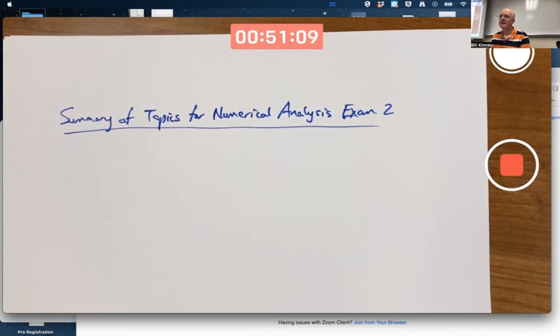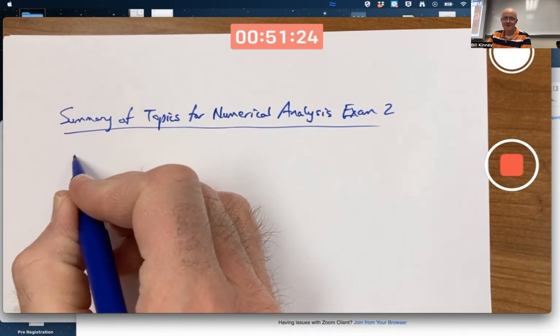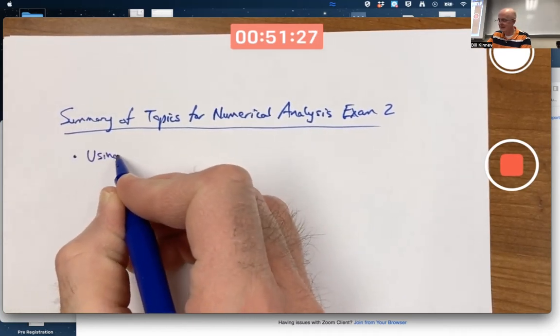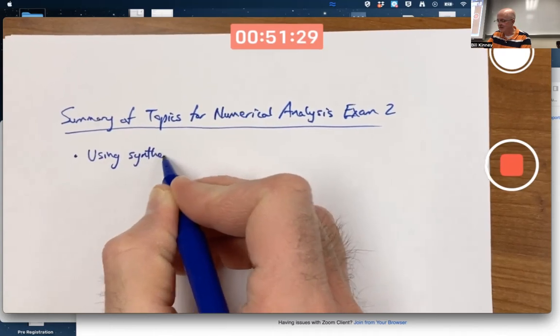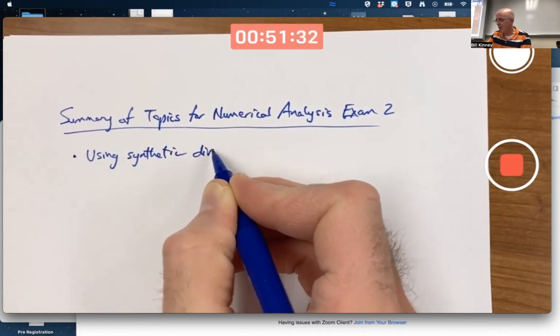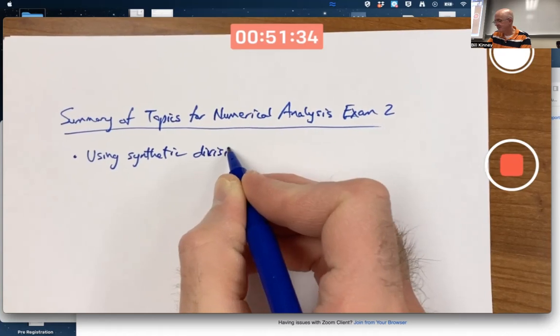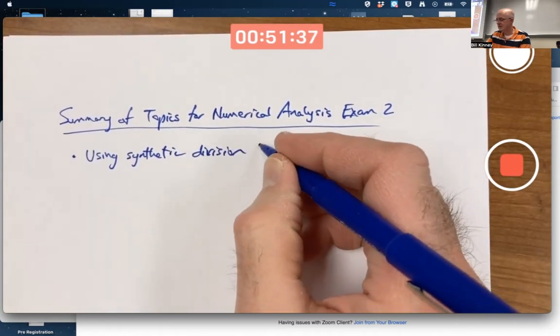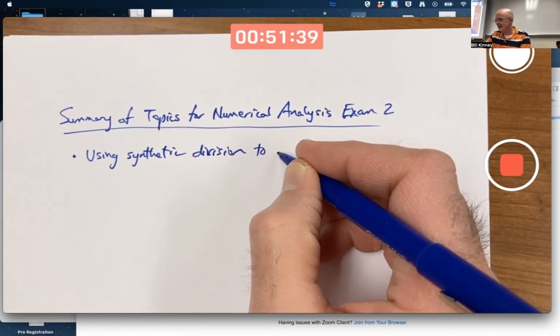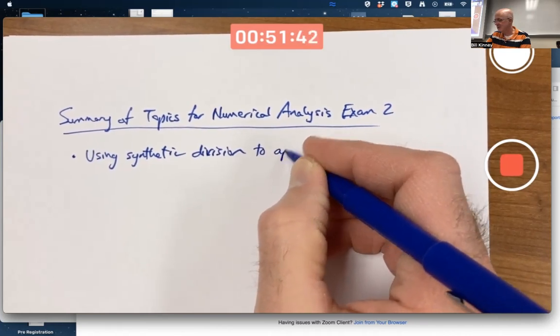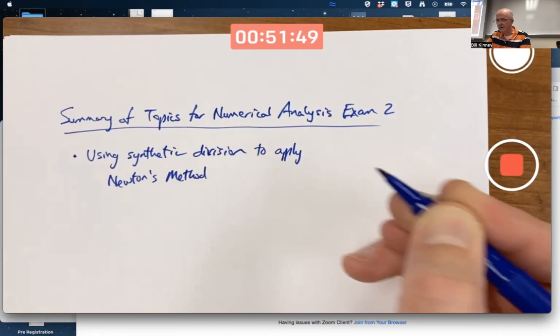The first topic we did was just talking about polynomials. Ultimately, to emphasize that synthetic division is useful for applying Newton's method. Do you remember that? Using synthetic division, we called it Horner's algorithm, synthetic division to apply Newton's method to polynomial equations.